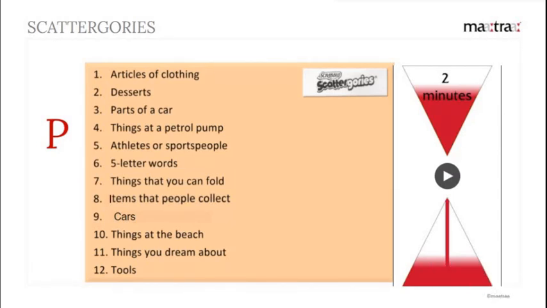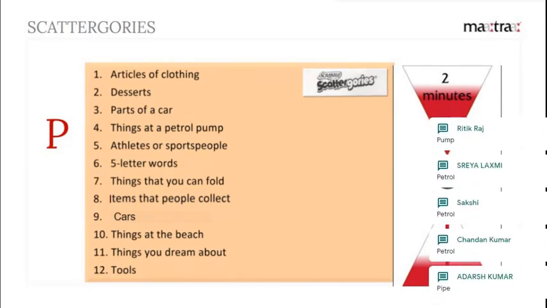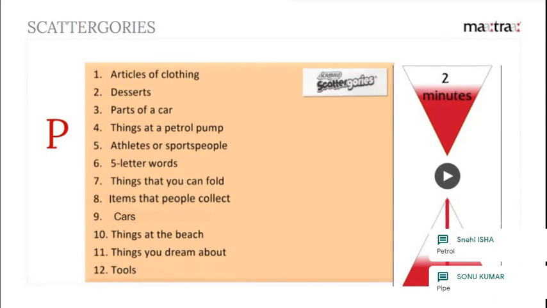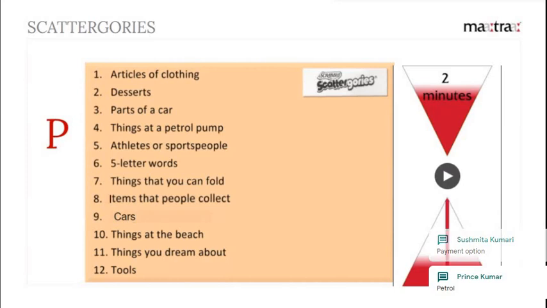Chalo, next thing. Things at a petrol pump. So smart all the girls are, yeah? All the three girls. What is at a petrol pump? Petrol. Pipe, pump, petrol, pipe. अरे पेट्रोल पंप पे पेट्रोल नहीं रहेगा और क्या रहेगा. Pillar, yes, pillar. Paisa, payment option. See, now you're being innovative and smart. Very good.